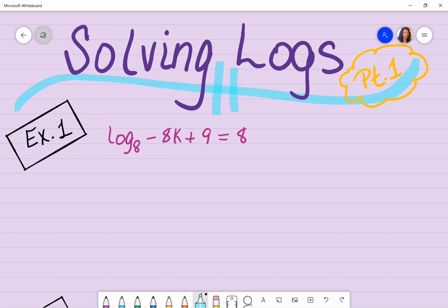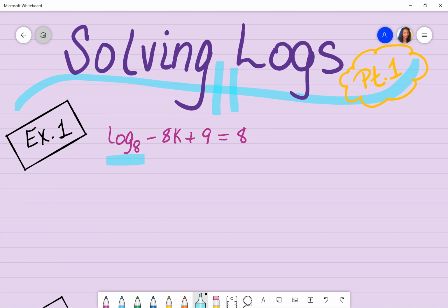All right, I will be going over some examples of how to solve logs. We want to make sure we understand the properties of logs because we'll have to use some, and also how to rewrite in exponential form. If you're not familiar, go back and watch my video called intro to logs.